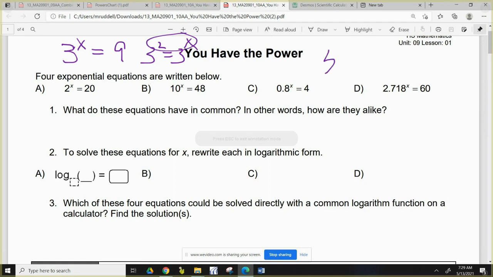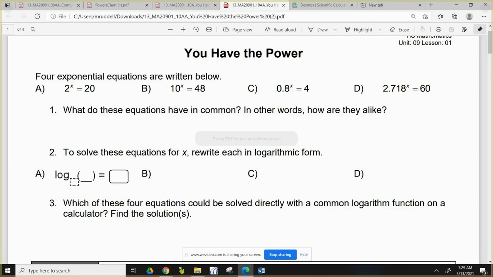Or if they already had the same base, like 5 to the power of 2x equals 5 to the power of 6, then you would just set the exponents equal and solve. But sometimes you have equations where you cannot write it with the same base.